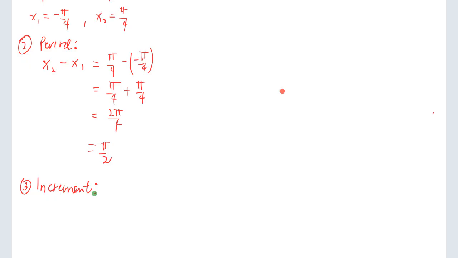Okay, so now we know that we are looking for the increment by dividing the period by 4. So this is now pi over 2 over 4, which gives you pi over 2 times the reciprocal of the denominator 4. So that's going to be 1/4. So this is now pi over 8. Okay, so this is now our increment.